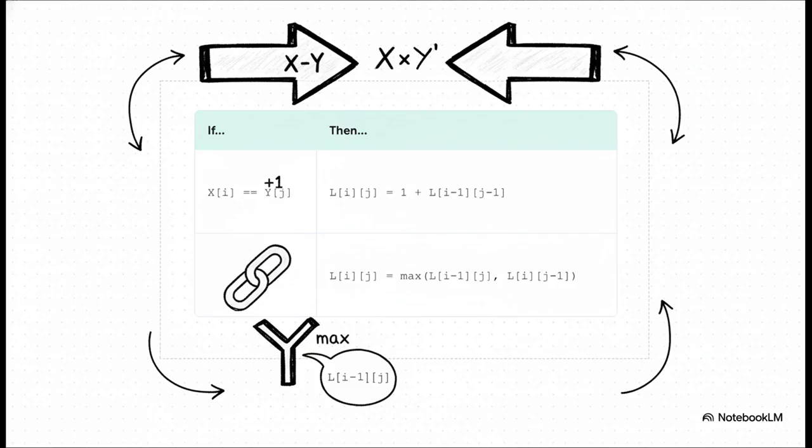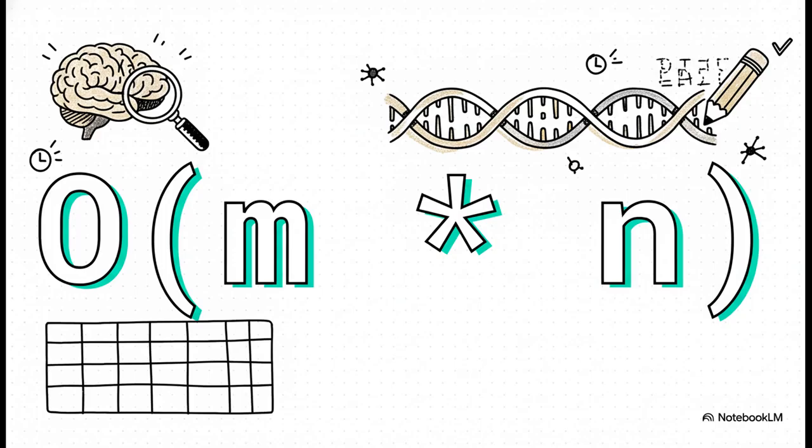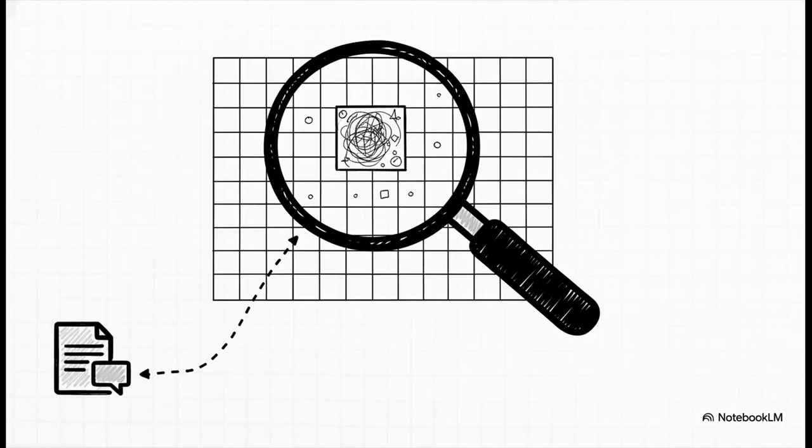By filling out the grid this way, we systematically build our way to the final answer. And this approach gives us a super efficient time complexity of O(m×n), where m and n are just the lengths of the two strings. This is incredibly fast, and it's the reason why algorithms just like this are used in everything from the spell checker in your phone to DNA sequence analysis. It's an elegant solution that scales beautifully, whether you're working with simple words or incredibly complex biological data. And you guessed it, if you want to dive deeper, the full C++ solution is waiting for you in the comments.